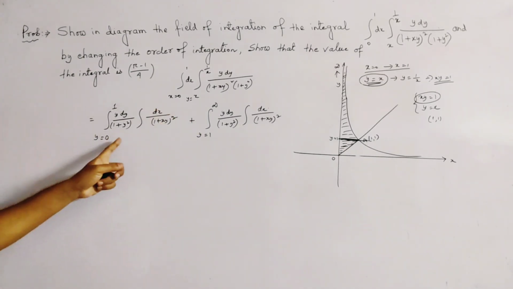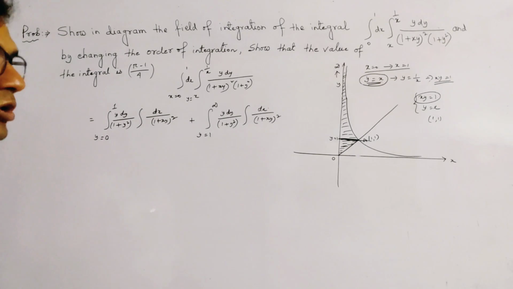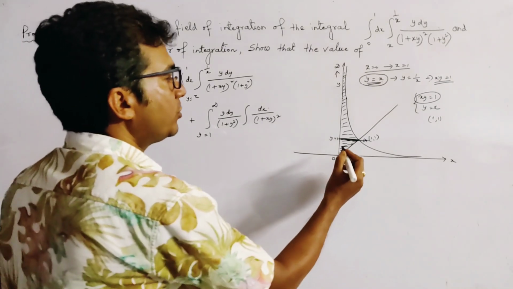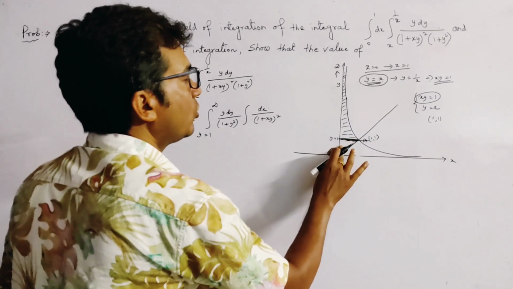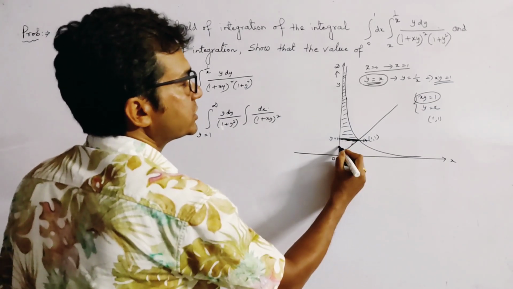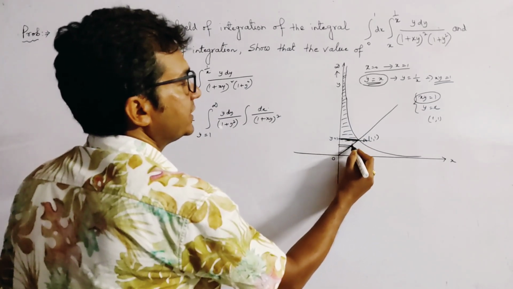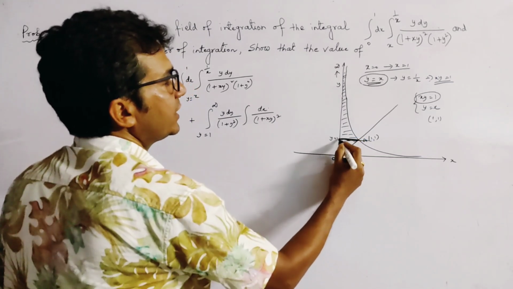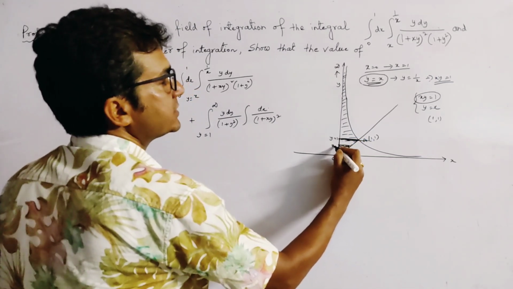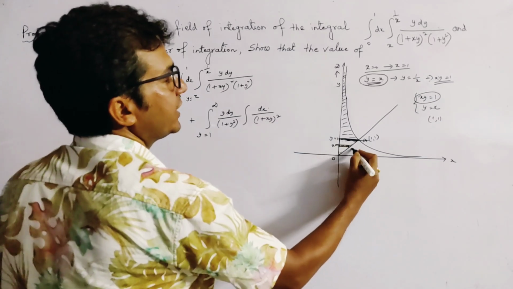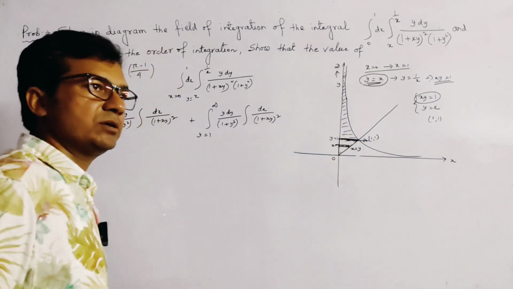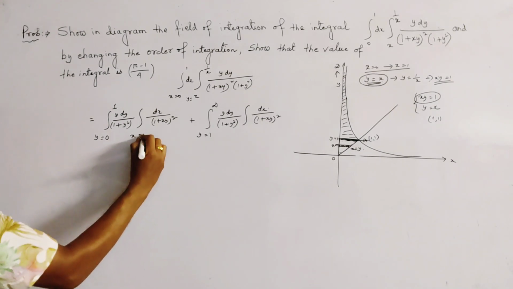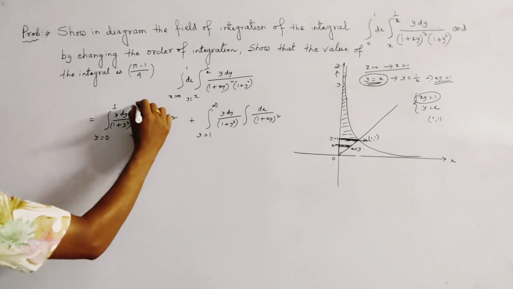And what is the range of this x? In the first integration, the range of x, if we draw a line or strip parallel to the x-axis, then we get the strip like this. Here x equal to 0 and here x equal to y. Okay, so in the first integration we get x equal to 0 to x equal to y.